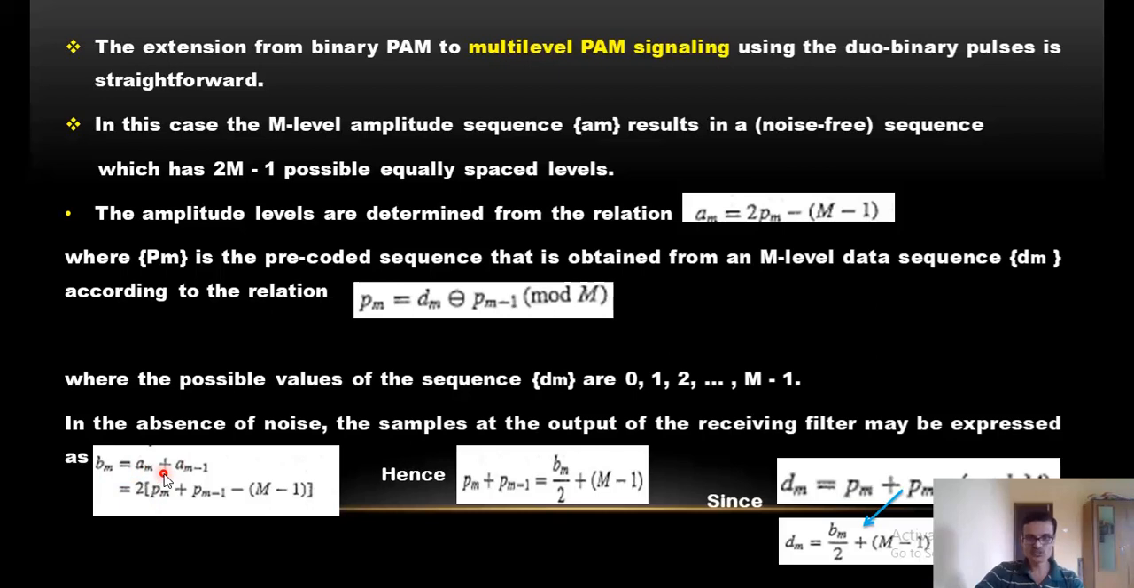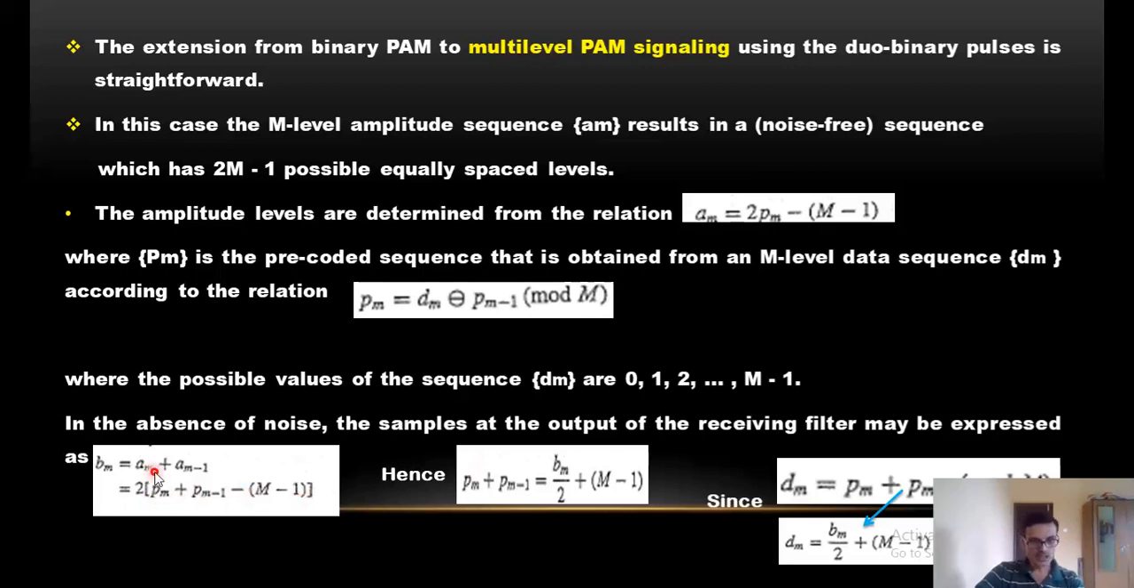Again, substituting those, AM as PM, in this particular equation I substitute for AM as well as AM minus 1. I will get BM as this. We can try this by writing in a rough book. Substitute AM and AM minus 1 over here. AM is this, and AM minus 1 is nothing but 2 times PM minus 1 minus PM minus 1. So I substitute over here. I'll get 2 times PM plus PM minus 1 minus PM minus 1.